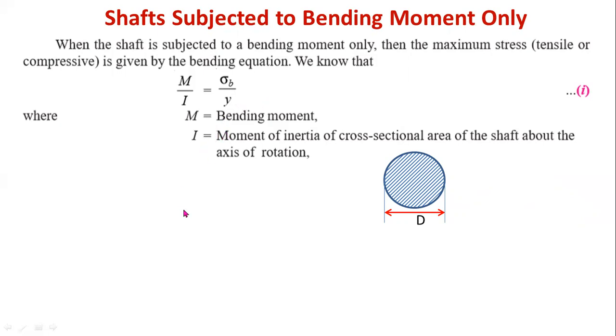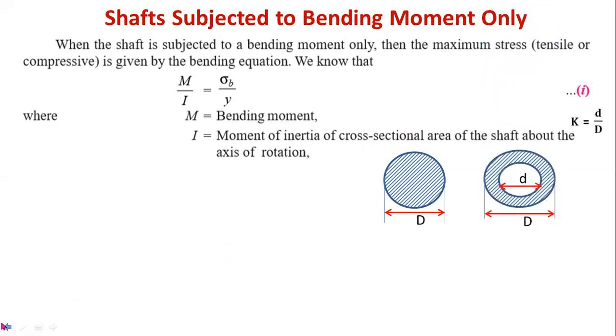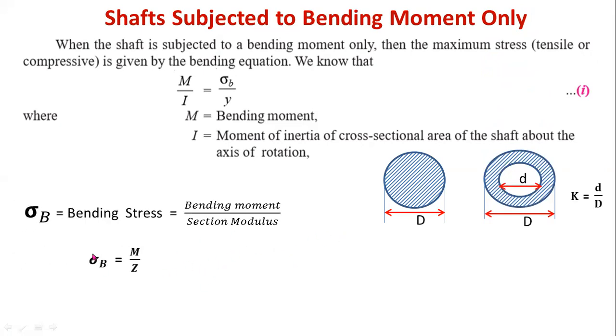Okay, you have to calculate the suitable diameter of the shaft. Here M is the maximum bending moment, I is the moment of inertia, sigma b is the bending stress induced in the shaft material, and y is the distance between the centroid of the shaft and the outer surface. So already we know that the bending stress sigma b equal to M by I by y. I by y equal to Z.